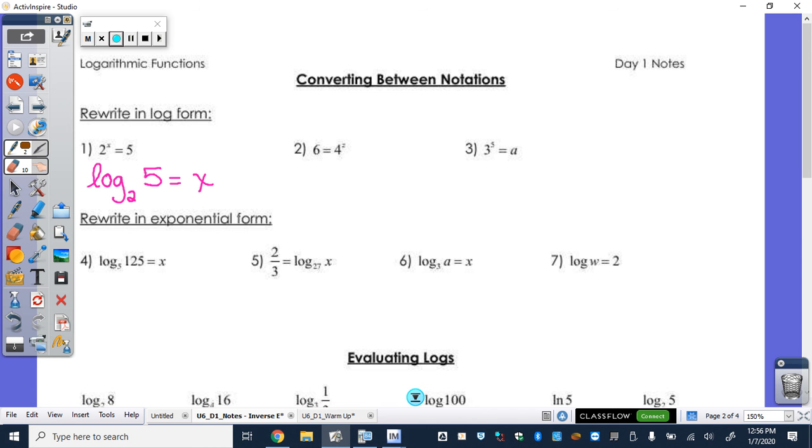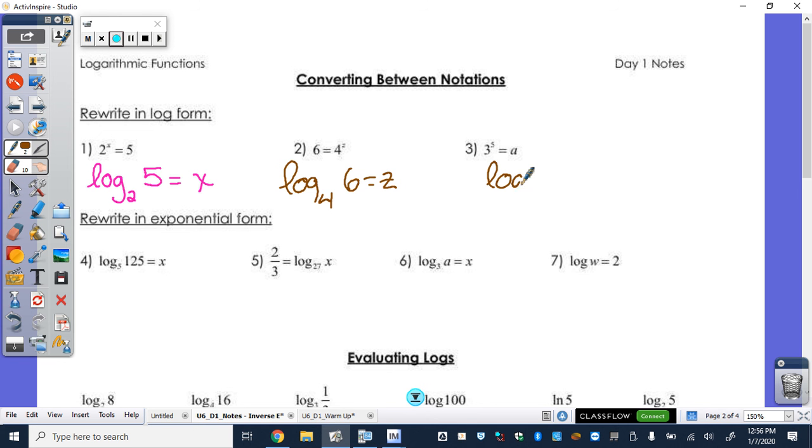Second one, putting that one into log form. Our base is a 4 because that's what has the exponent attached to it. 6 is our answer, and it equals your exponent. Log always equals your exponent.